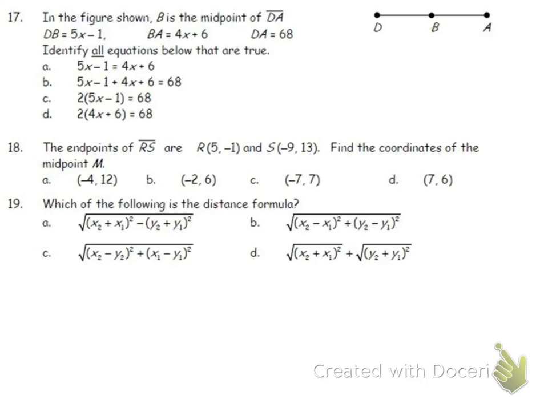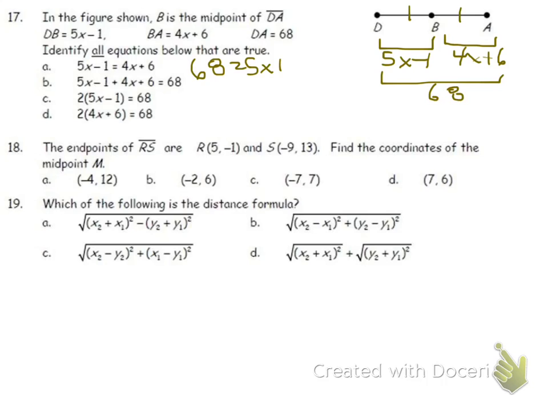For number 17, we're given that B is the midpoint, so I'm going to mark that. And then I have that DB is 5x minus 1, BA is 4x plus 6, and DA is 68. And it wants to know the equations that are true. So I could say 68 equals 5x minus 1 plus 4x plus 6. And that's using segment addition. I could also say, because it's a midpoint, that 5x minus 1 equals 4x plus 6.